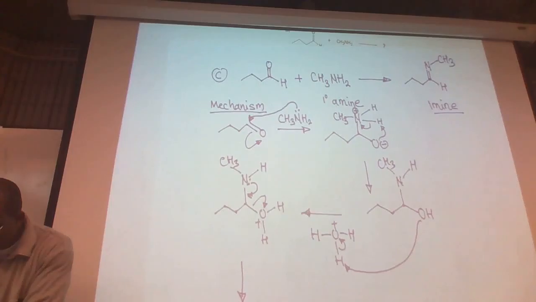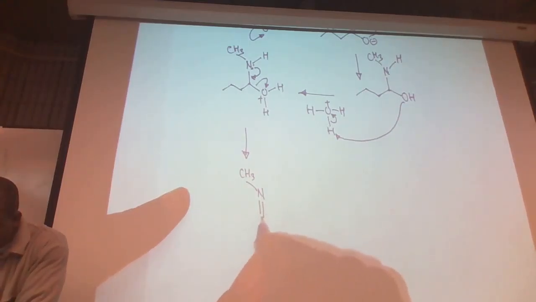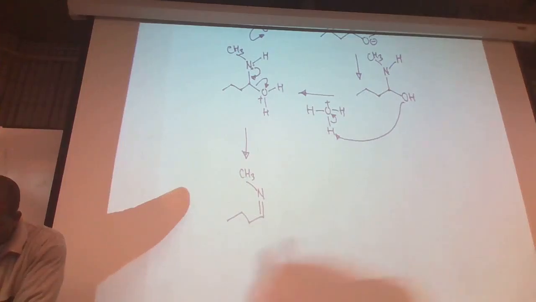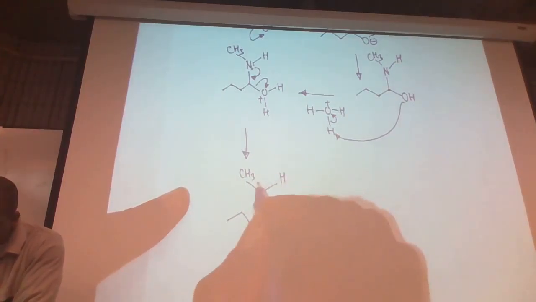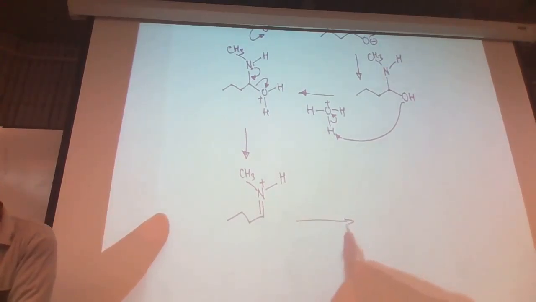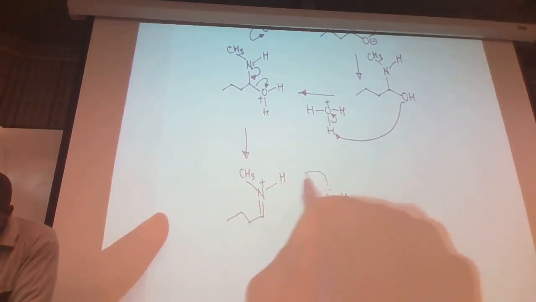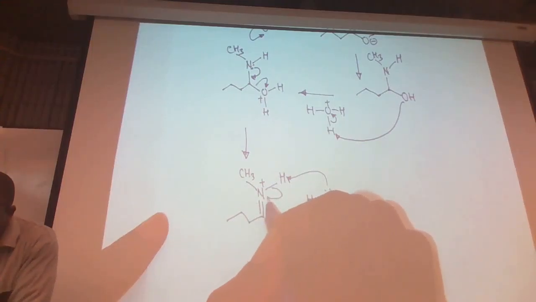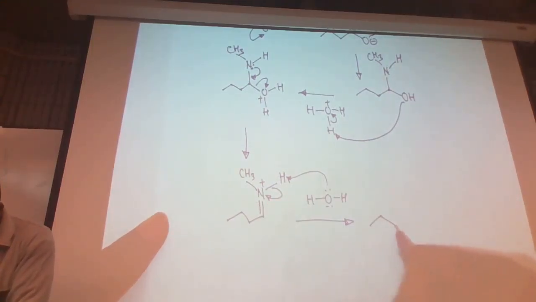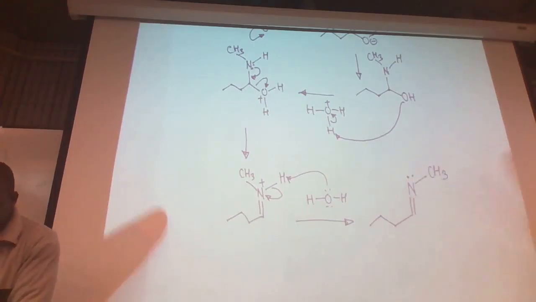And this is now positively charged. And the water you liberated will act as a base to pick up this proton and generate your neutral imine. That's the mechanism.